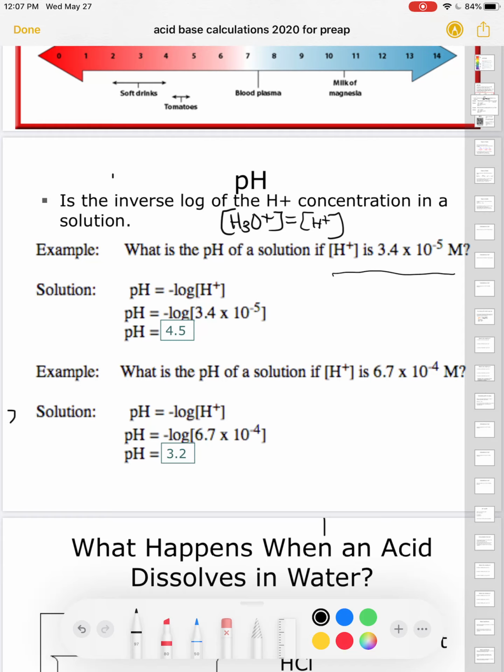So for the negative log, let's find the pH of a solution that's 3.4 times 10 to the negative 5th molar. A little trick here: something that has an exponent of 10 to the negative 5 should have a pH around 5, because it is a logarithmic scale. Same thing here: the H plus concentration is 6.7 times 10 to the negative 4. If we put negative log 6.7 times 10 to the negative 4 into our calculators, we get a pH of 3.2. For simplicity's sake, just round it to the same number of decimals that you had.